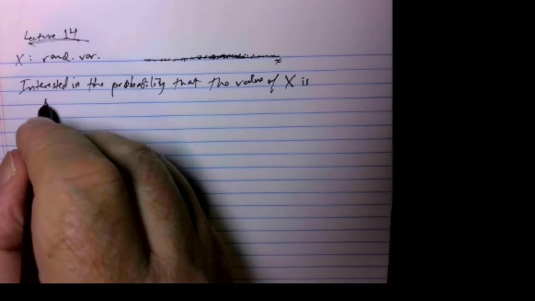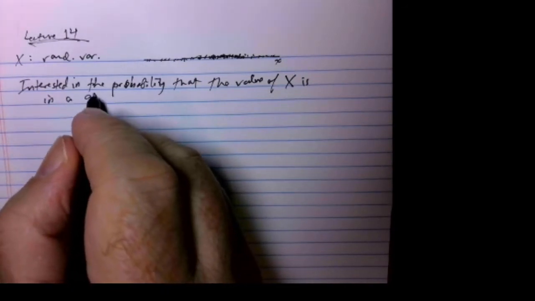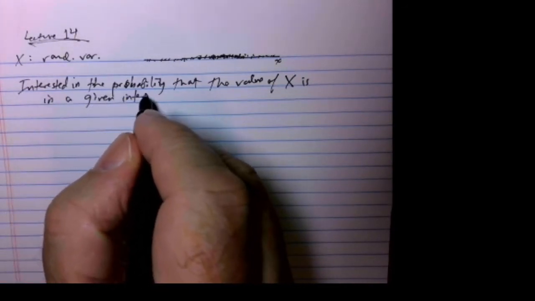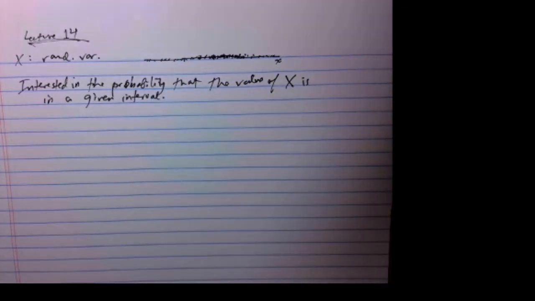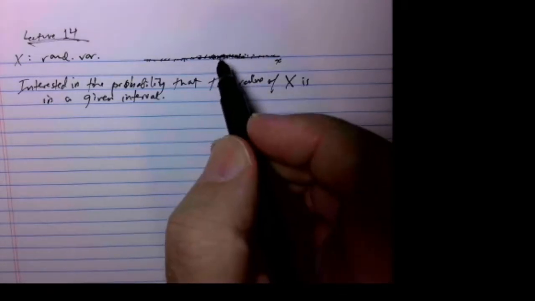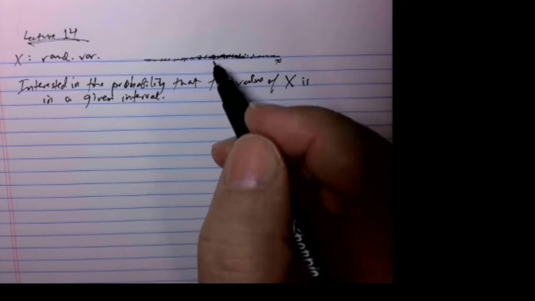We're interested here in the probability that the value of x is in a given interval. Remember, the value of x is set according to how the experiment turns out, and some outcomes, in some intervals, are more likely than those in other intervals.